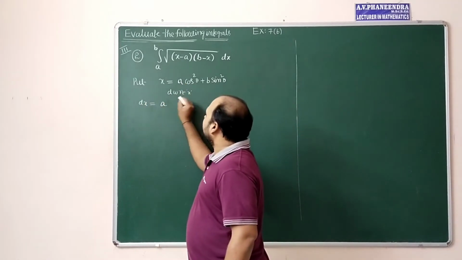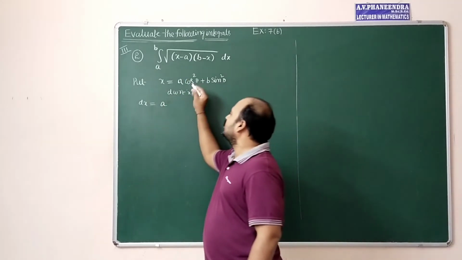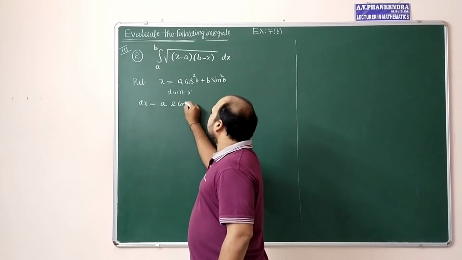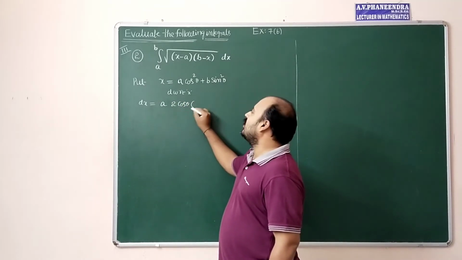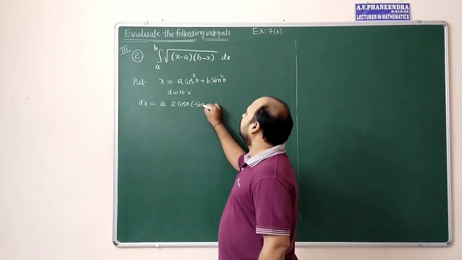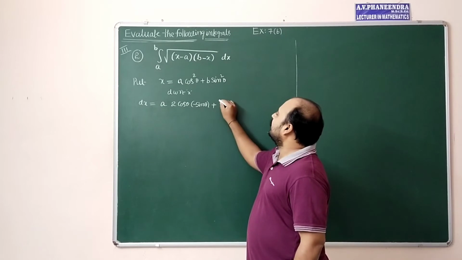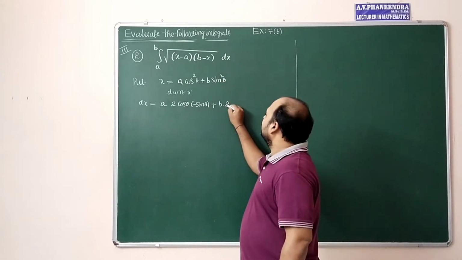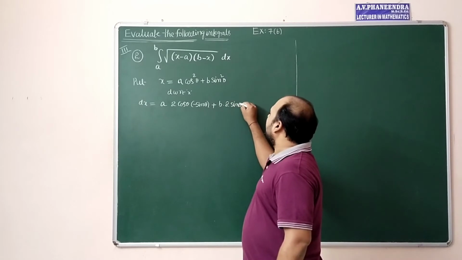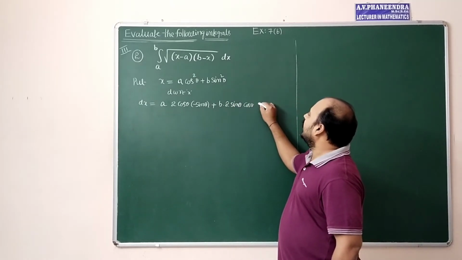A constant cos square theta is looking like x power n, derivative n x power n minus 1. So 2 into cos power 2 minus 1 is cos theta. Again cos theta we have to differentiate: minus sin theta into d theta. Plus b into sin square theta, derivative is 2 sin theta, 2 into sin theta power 2 minus 1. Again sin theta we have to differentiate: cos theta into d theta.